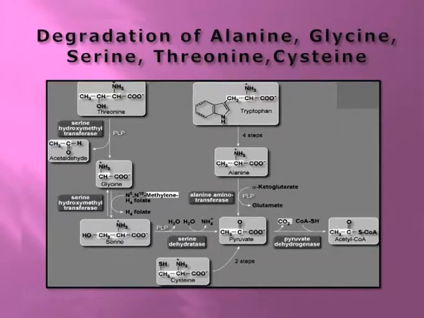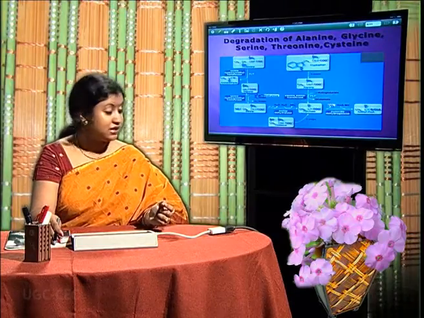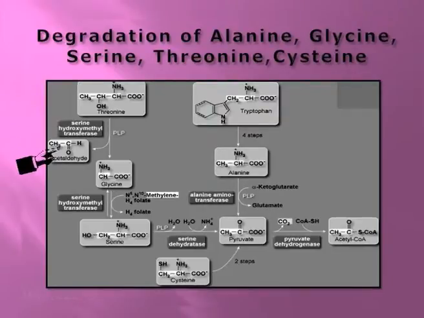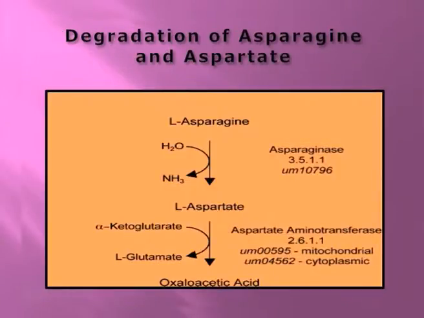Now first we will have a look at how the different glucogenic amino acids are converted to different TCA cycle intermediates. In the first diagram, we can see that alanine, glycine, serine, threonine and cysteine, all these are converted first to pyruvate and these then enter the TCA cycle via acetyl-CoA. However, two amino acids, asparagine and aspartate, are converted to oxaloacetate, which then enters the TCA cycle.